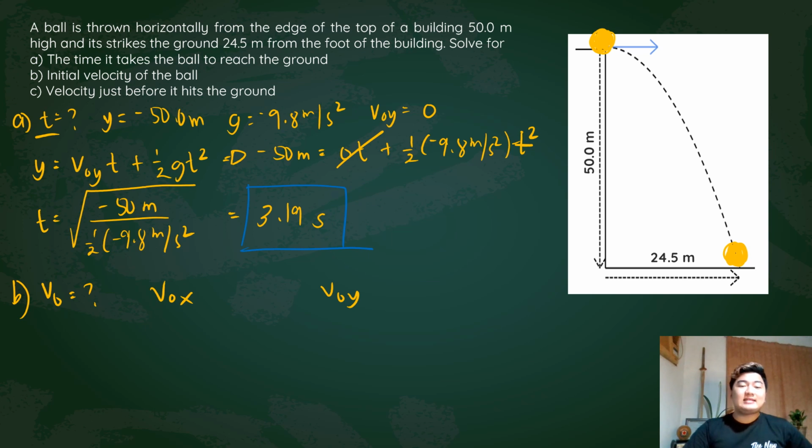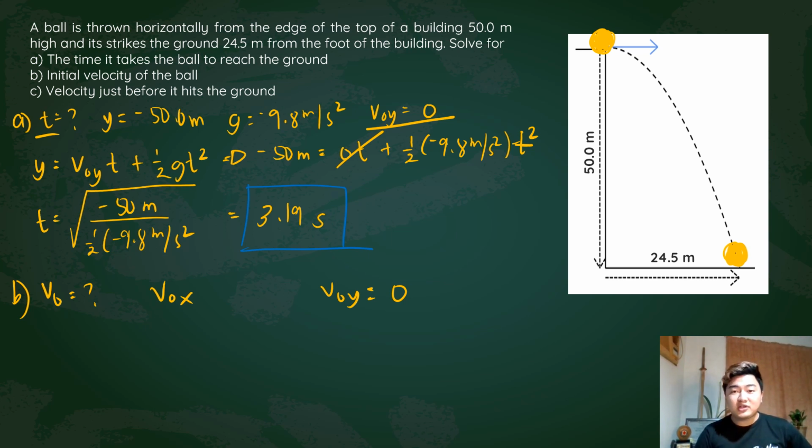Since it is at its maximum height, and in our assumption in the first unknown variable that we solved, we already identified that the initial velocity in y is 0. Now we just need to solve for the initial velocity in x. So what will be the value for the initial velocity in x?